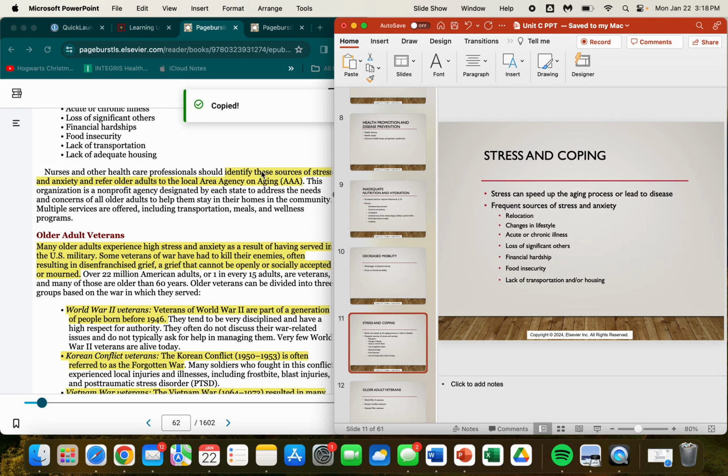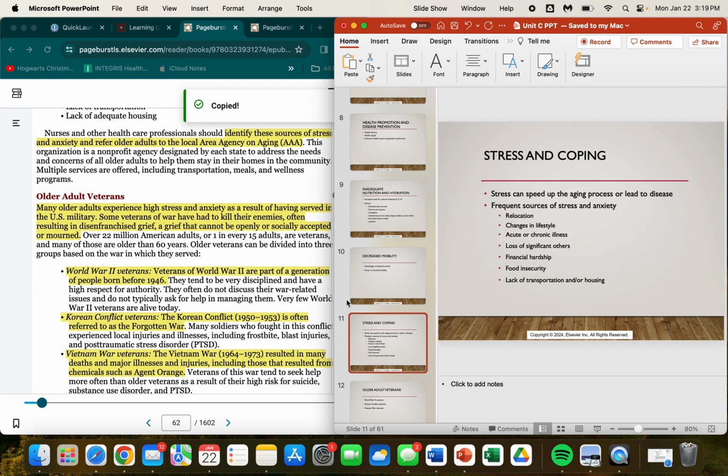Our book talks about identifying sources of stress and referring these to our local area agency on aging. I don't know in Oklahoma, that looks different in every state. So whatever our resources say for wherever we're working is where we need to refer these people.